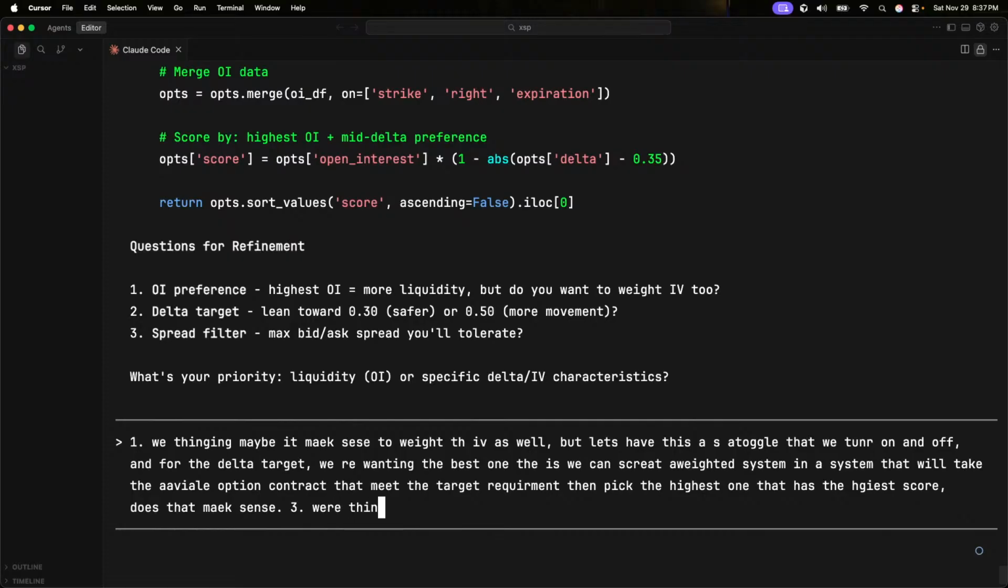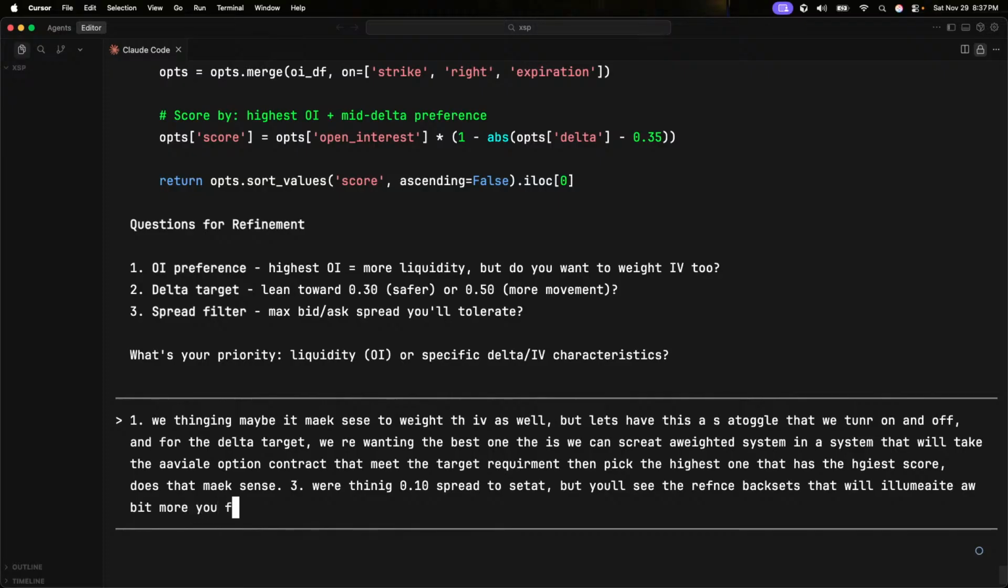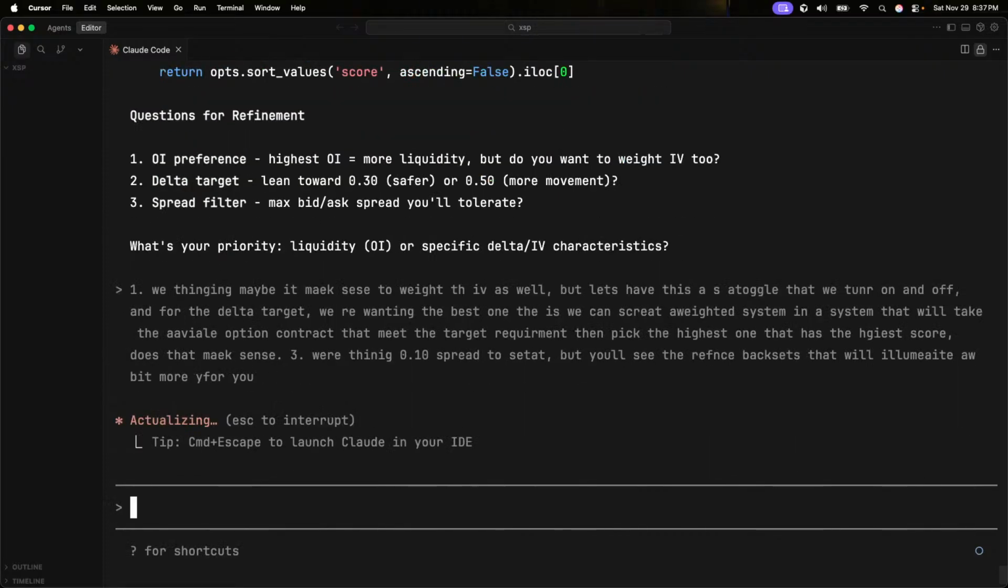We're thinking spread to start, but you'll see the reference backtest will illuminate a bit more for you.